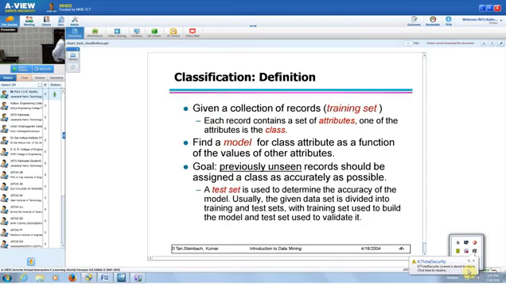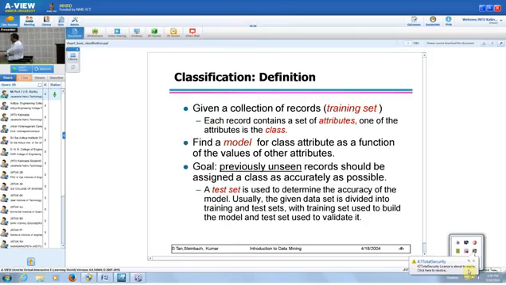So classification is, given a collection of records, the training set, each record contains a set of attributes. One of the attributes is the class. I told you what the training set is and what the testing set is. Here, for example, in 2014 you have issued loans to some 50,000 people. Now this data you have to use to arrive at the logical decisions I told you.